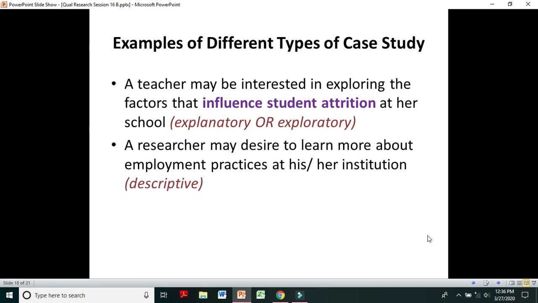A researcher may desire to learn more about employment practices at his or her institution. So this kind of research would be a descriptive study. Similarly, if a researcher is interested in understanding the life of a female school principal, or the life of a married female school principal in Lahore or in some other specific area, then that will again be a descriptive case study.